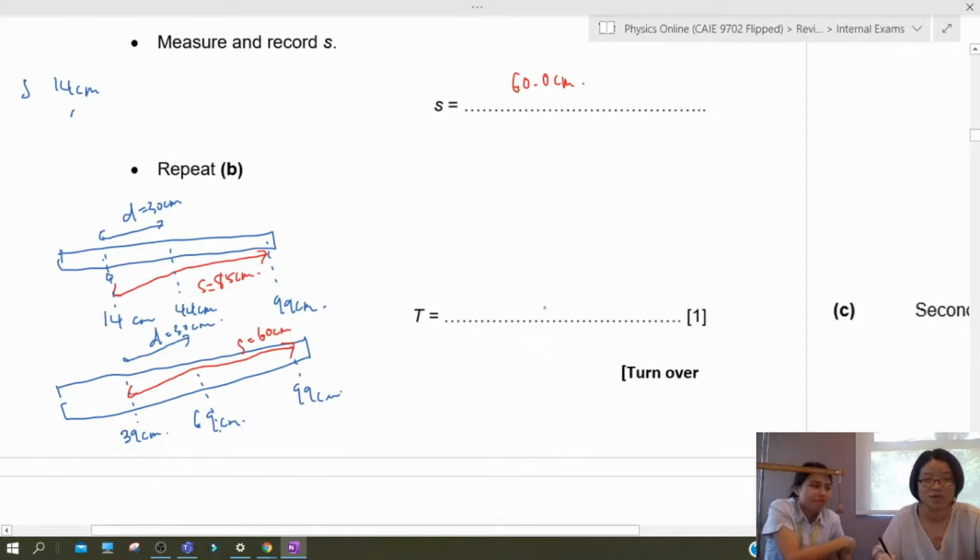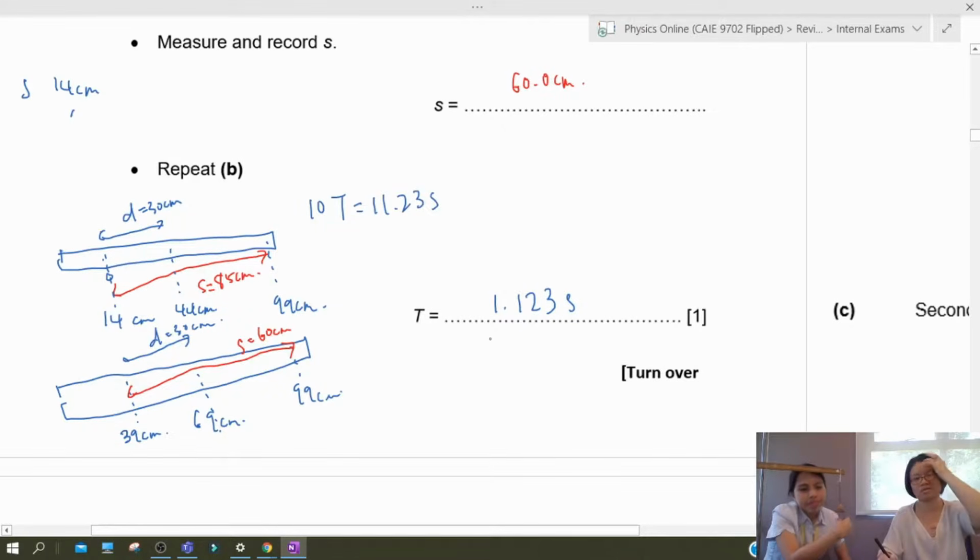Okay, so we did the experiment. Miss Ellie did the experiment already, and the period is this. Do we need to show the repeat? No need. So I'm just going to write 10T here as 11.23 seconds. Okay, can. Alright, next.